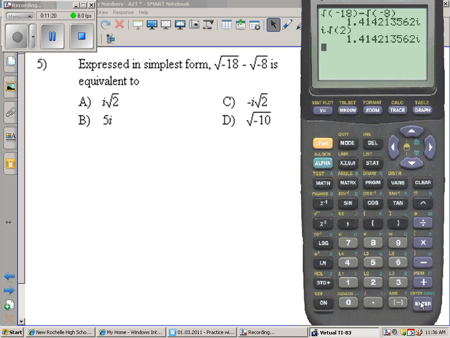Is it choice B? Of course it's not choice B. Is it choice C? No, because that would be the negative version of what we just entered. Choice D? It could be. Let's take a look. Negative 10. There is, but it doesn't work, right? So that's how to choose the answer using your calculator.